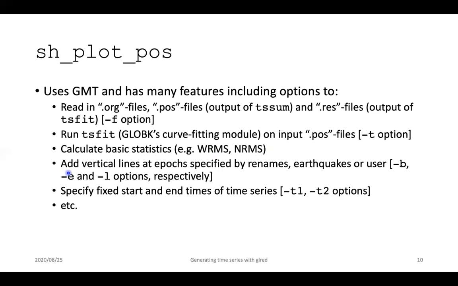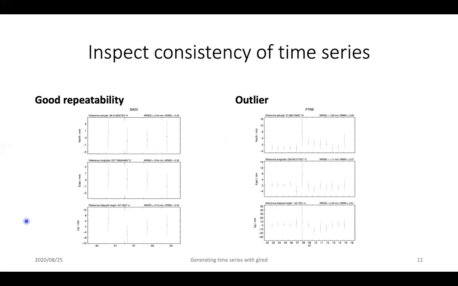And you can do other things like add vertical lines at significant epochs, such as where there's renames or earthquakes. In this case, you can use the minus B option to plot the renames. You can use the minus E option to plot earthquakes that are defined with EQ def in the EQ file. And you can just specify explicit times with the minus L option that you want to add yourself from the command line. You can also reduce the time span that is plotted by using the minus T1 and minus T2 options. So you don't have to plot the whole length of the POS file. You can just plot between two particular times. And as I say, many other options, you can look at the shplotpos help page for more information.